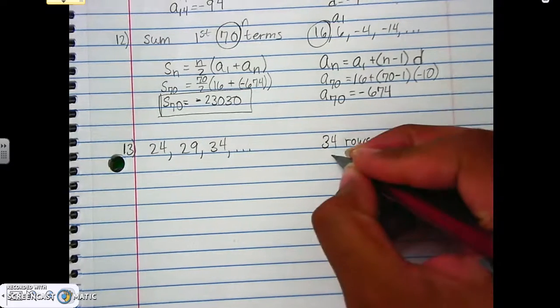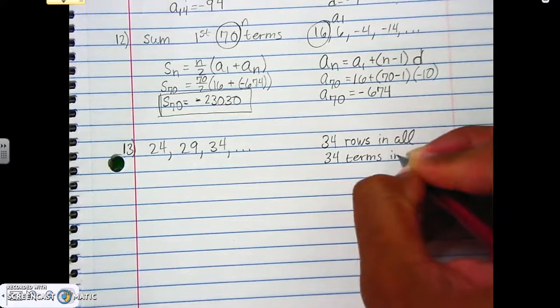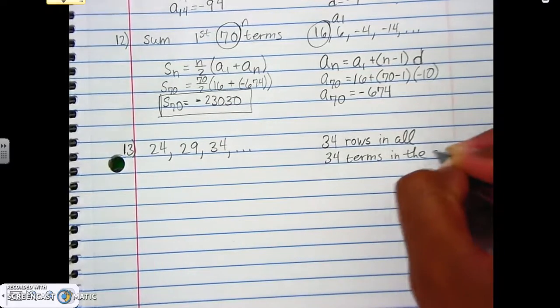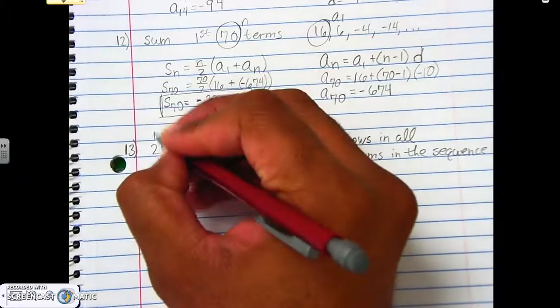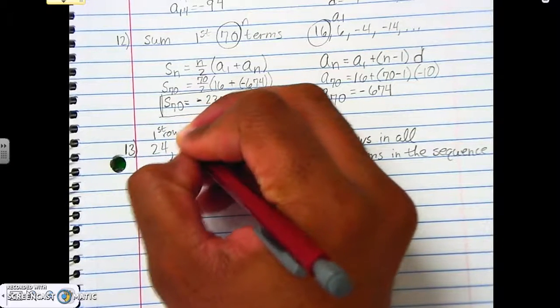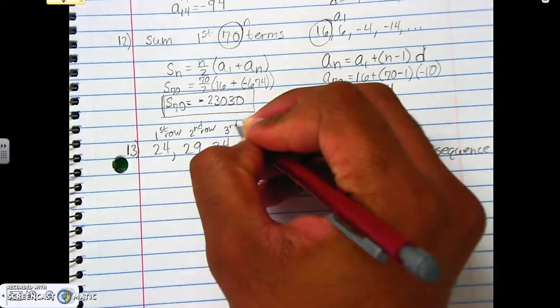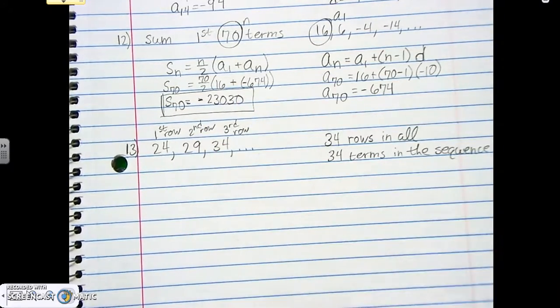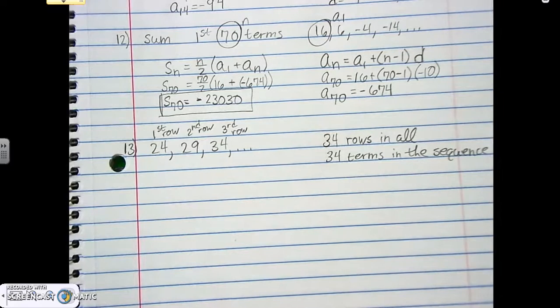That means there are 34 terms in the sequence. Because remember, this is your first row, this is your second row, and this is your third row. So each one of those are the rows. All right, so as it continues on, we should be able to figure out what is the sum of all of these. And we're kind of pulling back in what we just did with number 12, that problem.